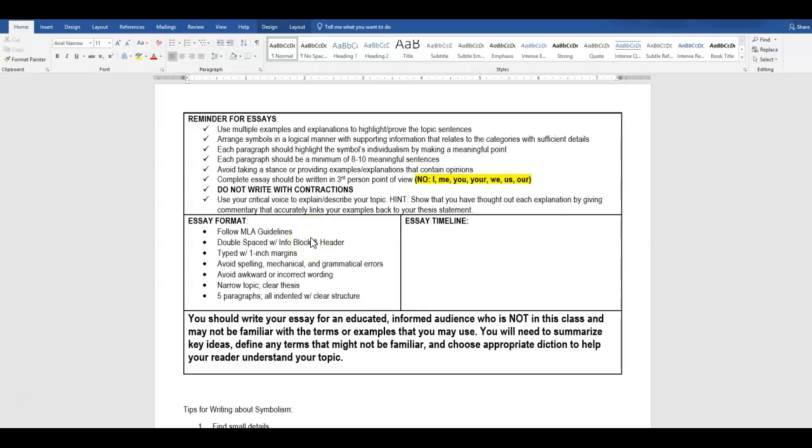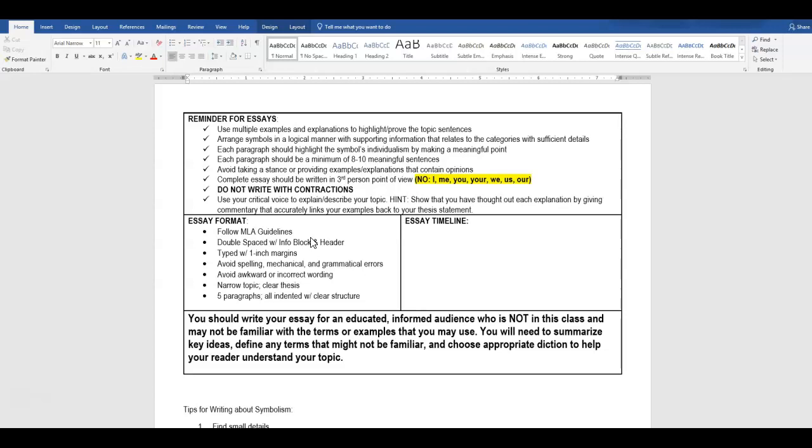It should be typed with 1-inch margins. You should be careful to avoid spelling, mechanical, and grammatical errors, awkward or incorrect wording. Please be sure to have a narrow topic with a clear thesis statement, and you should have 5 paragraphs all indented with a clear structure.